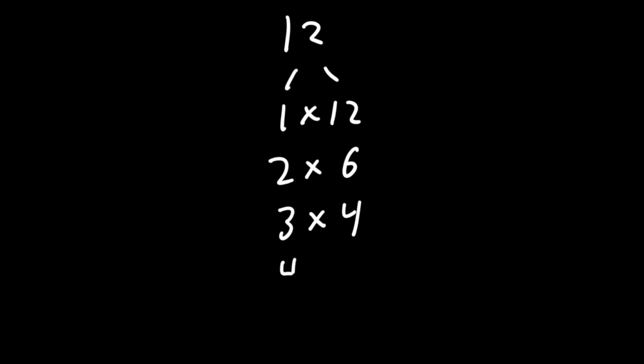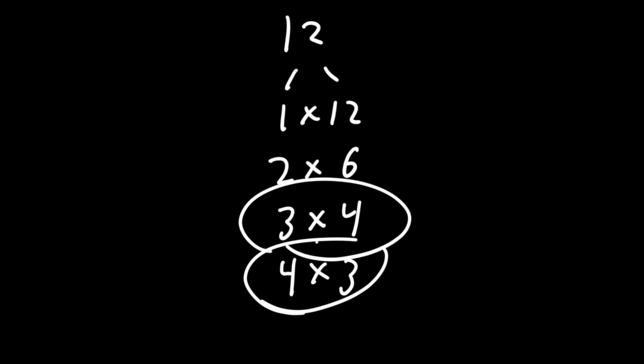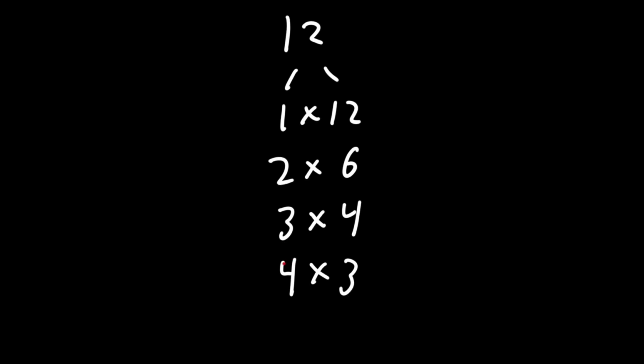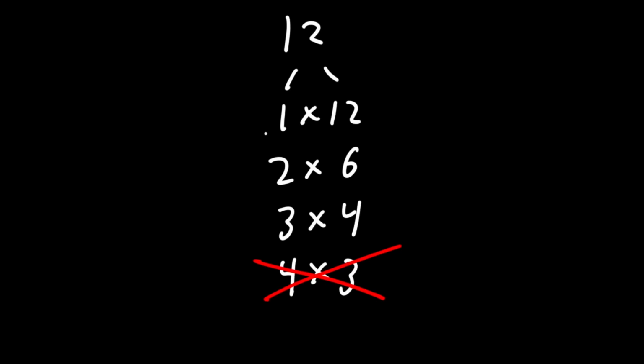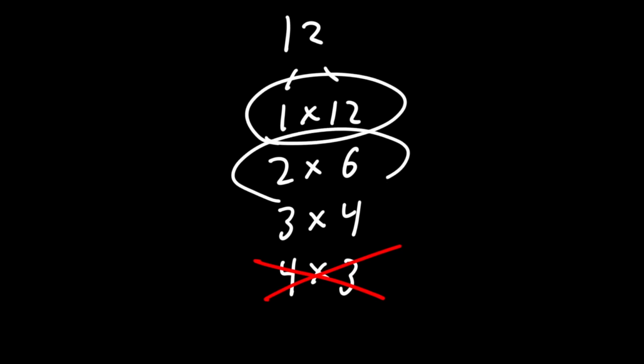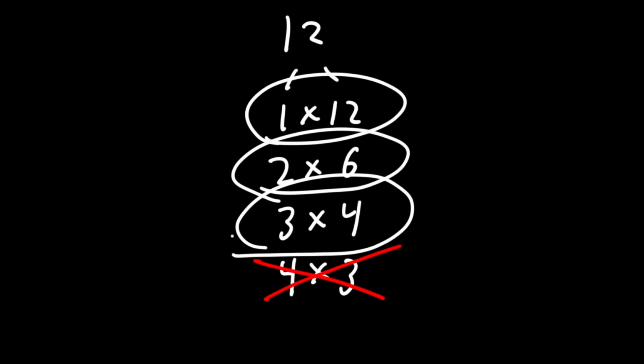But what about 4? 4 times 3 equals 12. But notice that these factors, they repeat each other. So that means these two factor pairs are the exact same. So this is not a new factor pair. So these are the three factor pairs of 12. So the factor pairs of 12 are 1 times 12, 2 times 6, and 3 times 4.